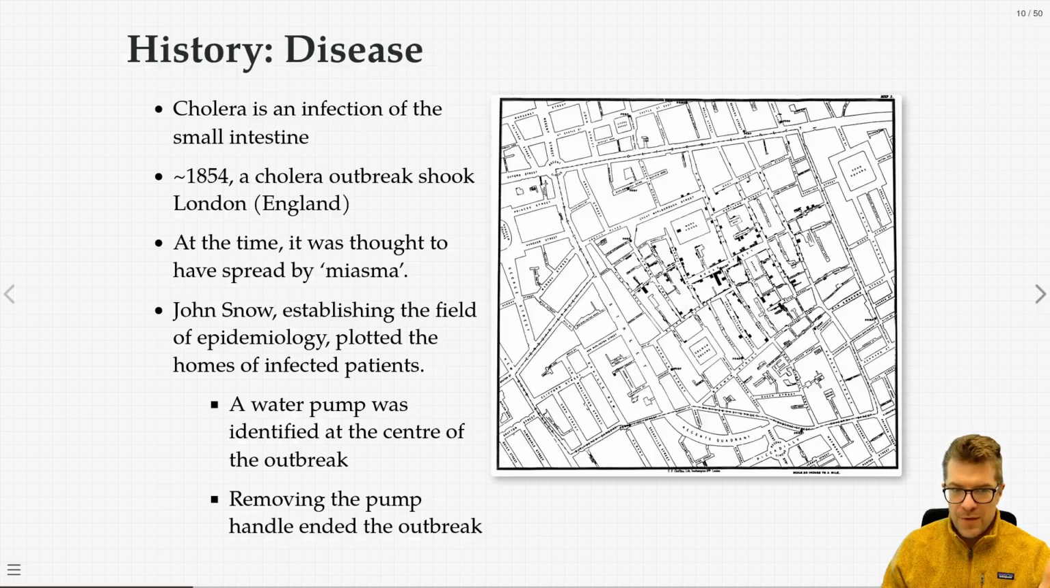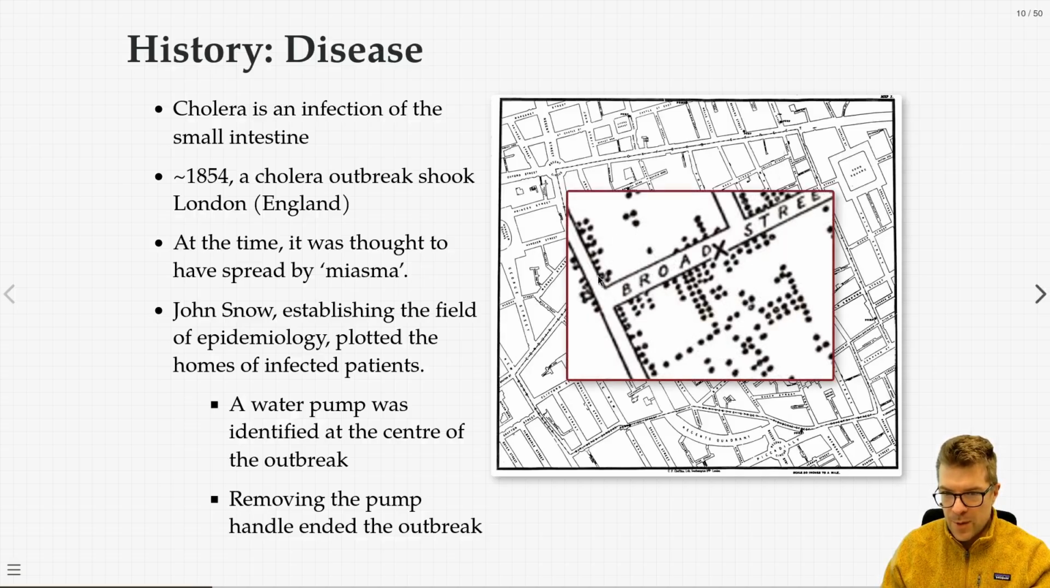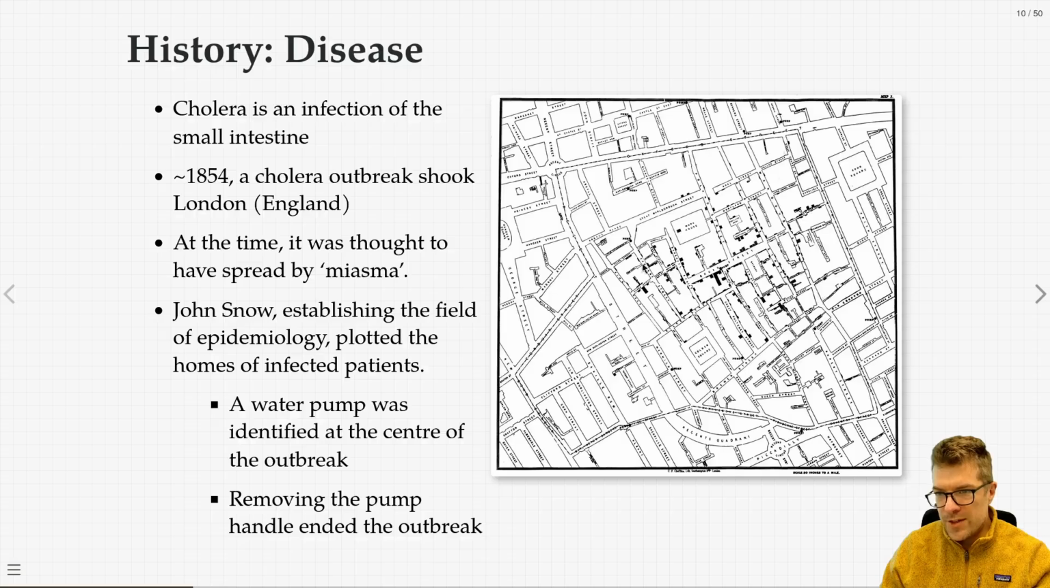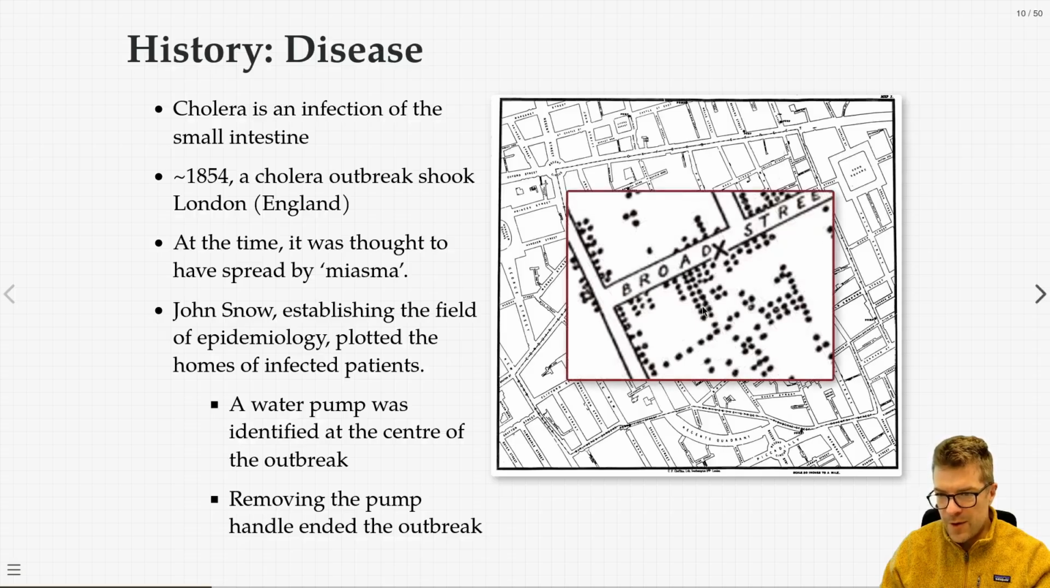established the field of epidemiology and plotted the homes of the infected patients. He took a map of London, England, and I'll zoom in a bit. Each of these dots represents where instances of diagnosis of cholera were measured. And if you zoom out, you can see there's a big cluster around here. If you zoom in, there's a very strong cluster right here on Broad Street.